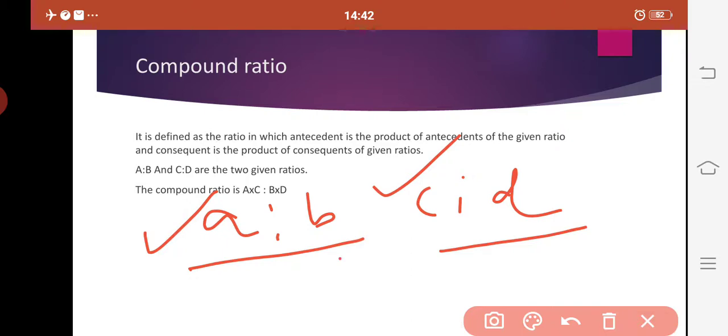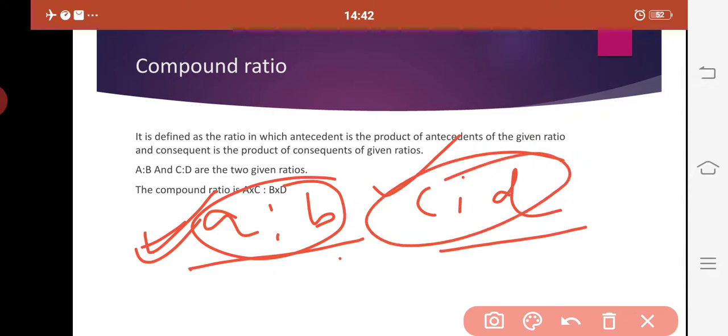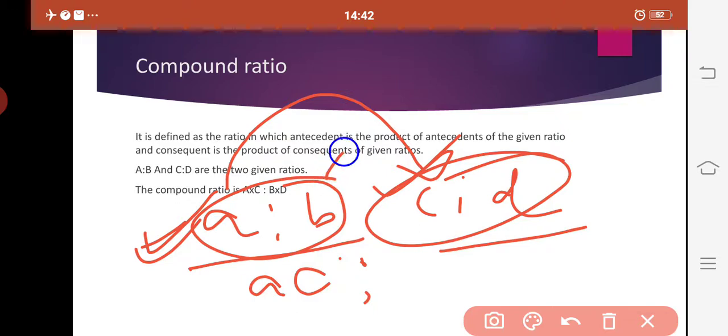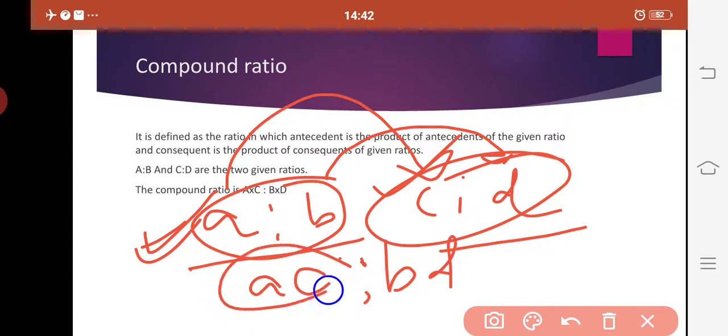Now if I say find the compound ratio of these two ratios, then in order to find the compound ratio, what we will do, we will multiply the antecedent of one ratio with the antecedent of the second ratio, that is A into C. Then we will put the ratio sign, then we will multiply the consequent of the first ratio with the consequent of the second, that is B into D. Is that clear? Whatever we will get, that will be the compound ratio.